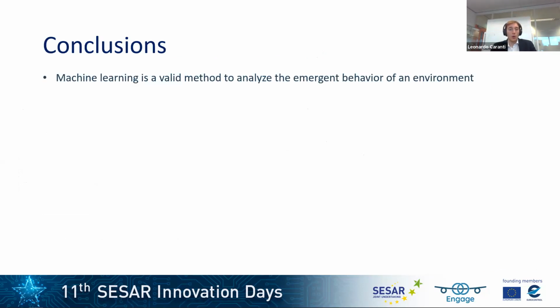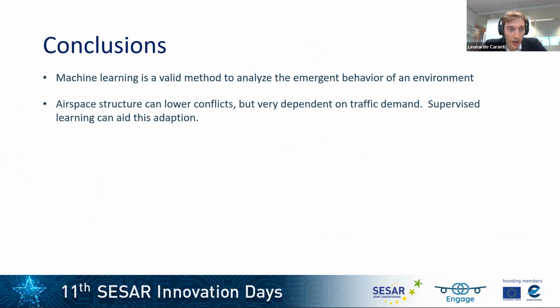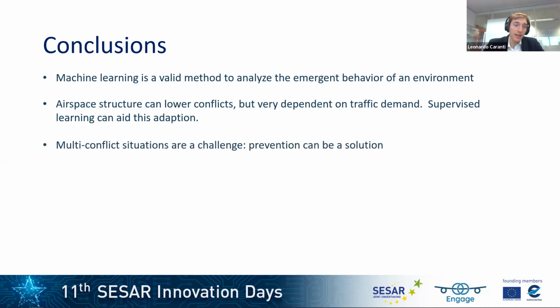Now, what have we learned from this? Machine learning is a valid method to analyze the emergent behavior of an environment, such as an adaptive layered airspace. Moreover, the airspace structure can lower conflicts, but it is very, very dependent on the traffic demand. Supervised learning and an adaptive layered airspace, for this example, can aid this adaptation. Finally, multi-conflict situations like conflict hotspots are a challenge and will always be a challenge. However, prevention can be a solution.